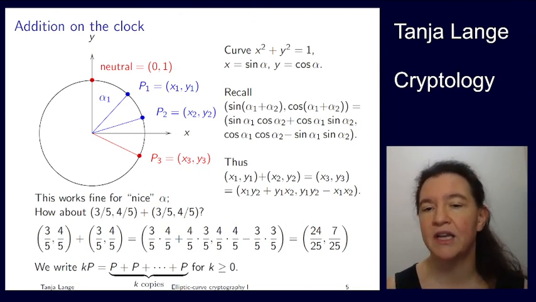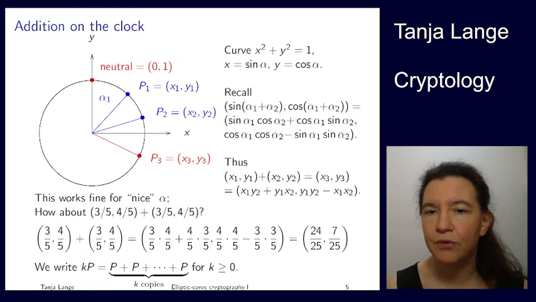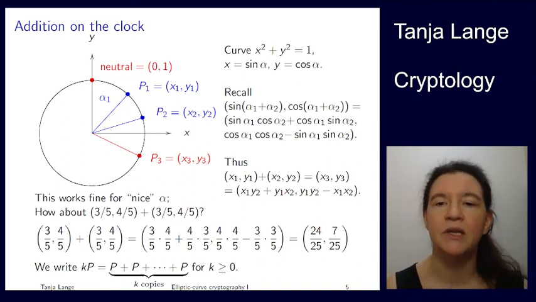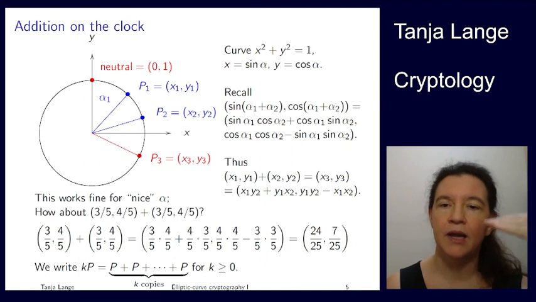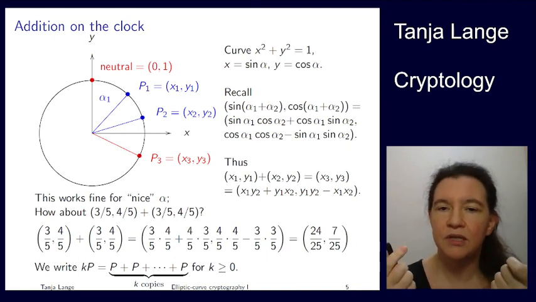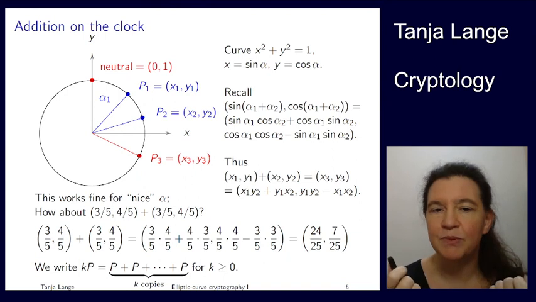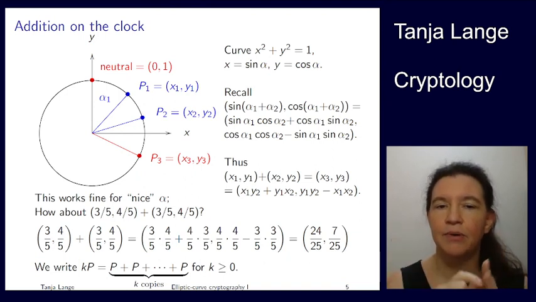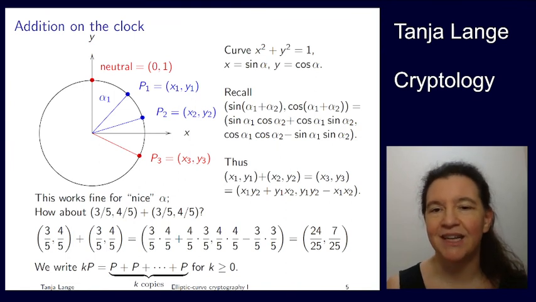So now I can actually do this operation, and now I can give a meaning to what I've been writing about Alice and Bob before, namely that Alice is choosing A and computing A times P, and Bob is choosing B and computing B times P. So here is again written in formulas what it means to compute K times P, namely you're taking K copies of P, adding them up, and I'm expecting that K is a positive number here. All right, so that's our first example.